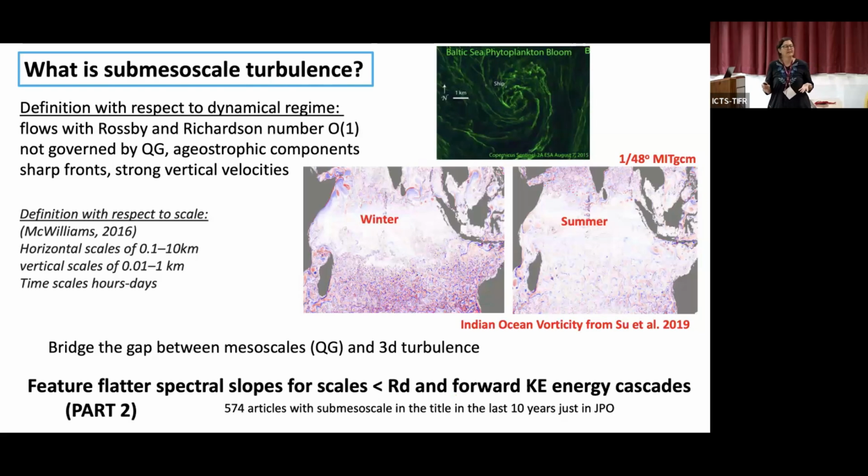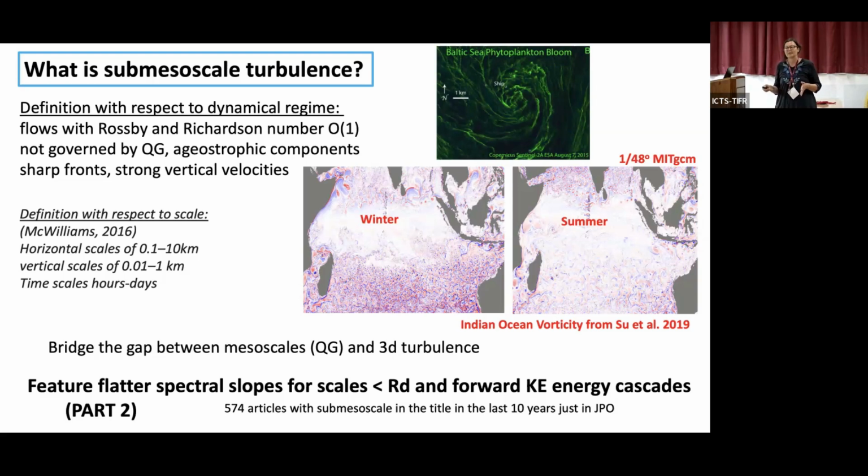And then the same in this barotropic instability term, locally they can also be negative. So now submesoscale turbulence, I think we've seen exactly this picture here. What usually it is defined with respect to is dynamical regime. So flows with Rossby and Richardson numbers order 1, not governed by QG, ageostrophic components become important, sharp fronts, stronger vertical velocities. Sometimes in papers you also read it as a definition with respect to scale. So horizontal scales of 0.1 to 10 kilometers, vertical scales of 0.01 to 1 kilometers, time scales hours to days.